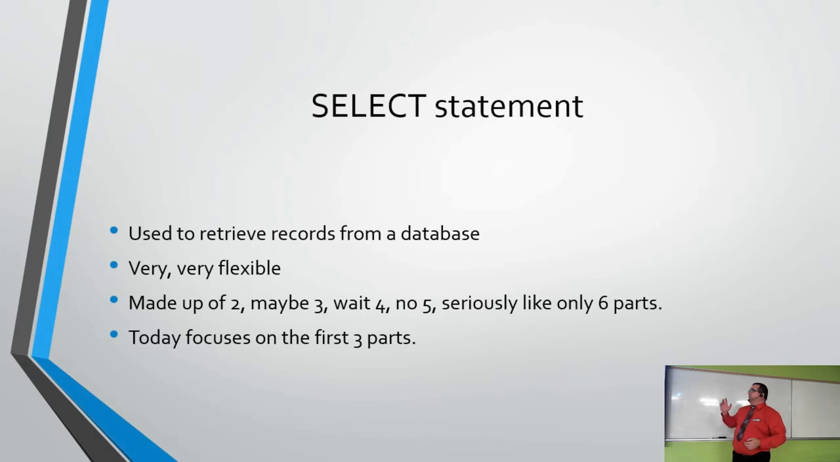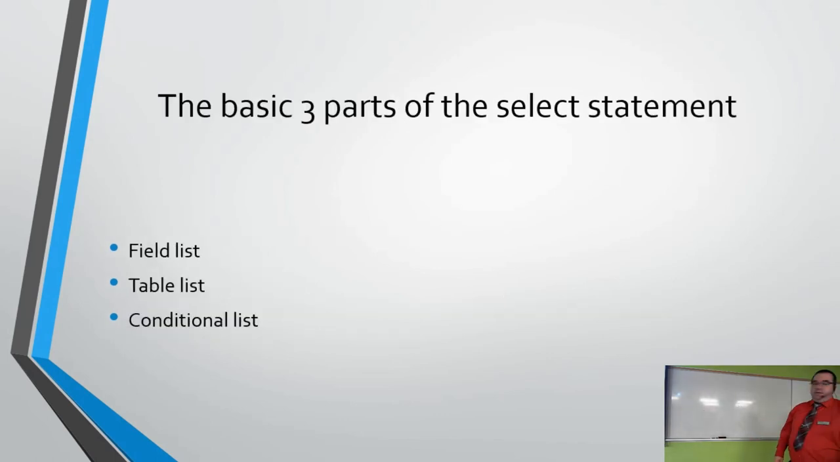Today, I'm going to focus on the first 3 parts, if I even get that far. Now, the most basic part of the select statement is field list, table list, conditionals list. When you think about the SQL statement, that's basically how it's always put together: field list, table list, conditionals. Those three are the core of the select statement.